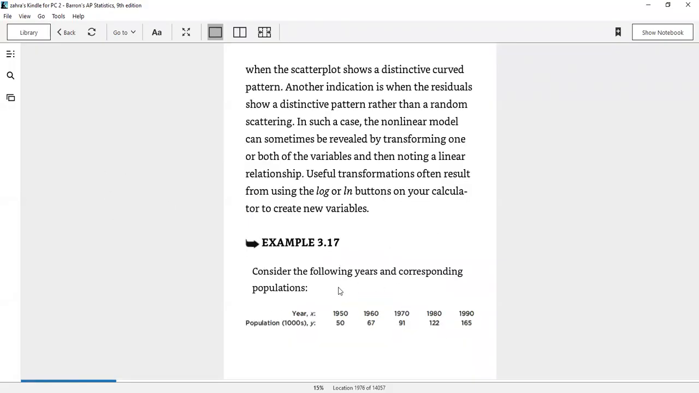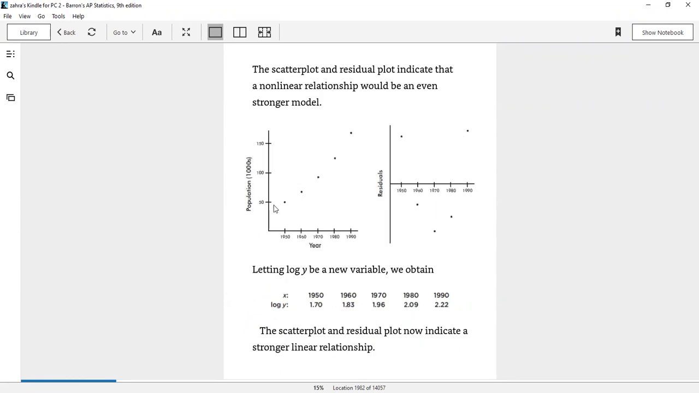We have the following years and a corresponding population. X is the years and Y is the population. If you just do the scatter plot of that, we see this model. It could be possible that it is exponential. If this is exponential, the possible model is y equals 10 to the power of ax plus b. Right? This could be my exponential model.